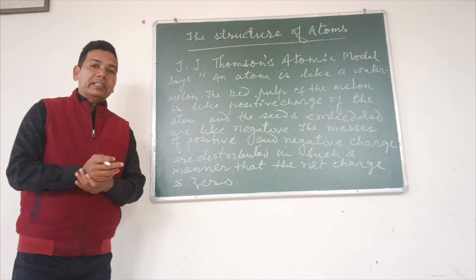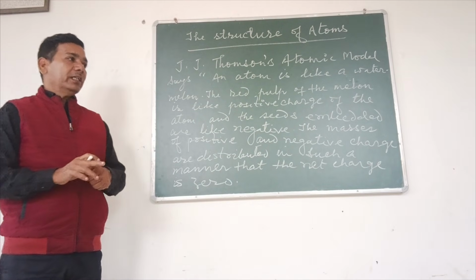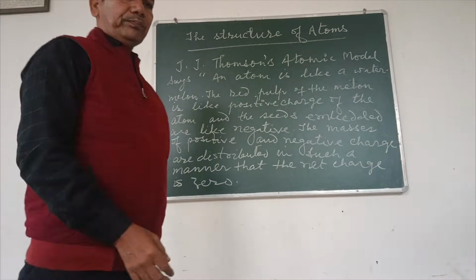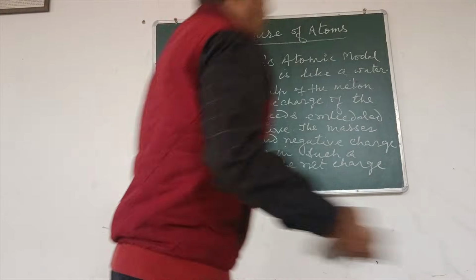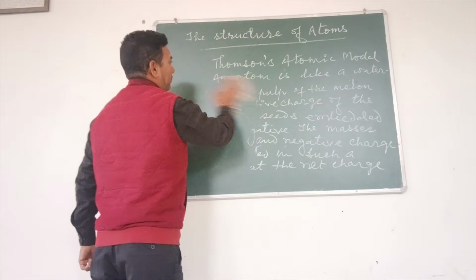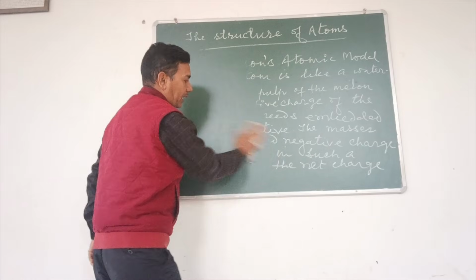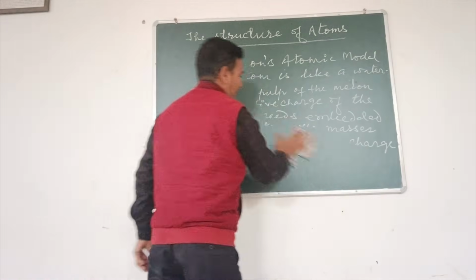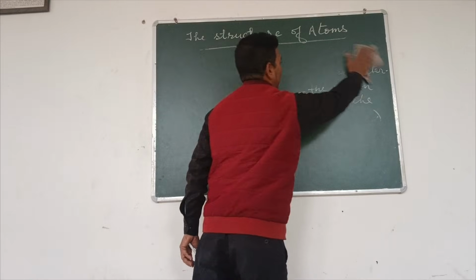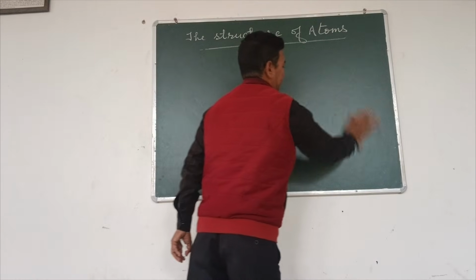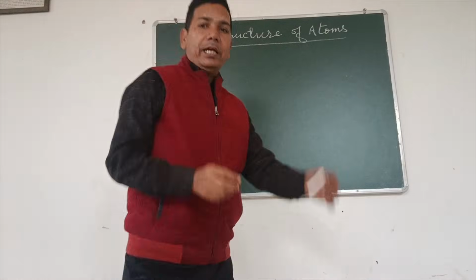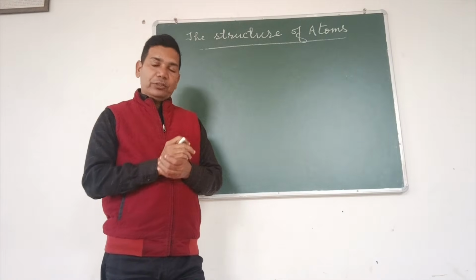This is what J. J. Thomson's atomic model says. According to this model, the masses of atoms are uniformly spread in such a manner that the net charge on the atom becomes zero.